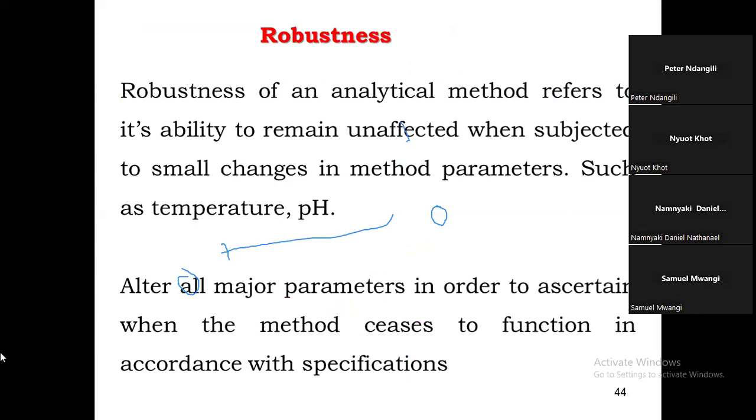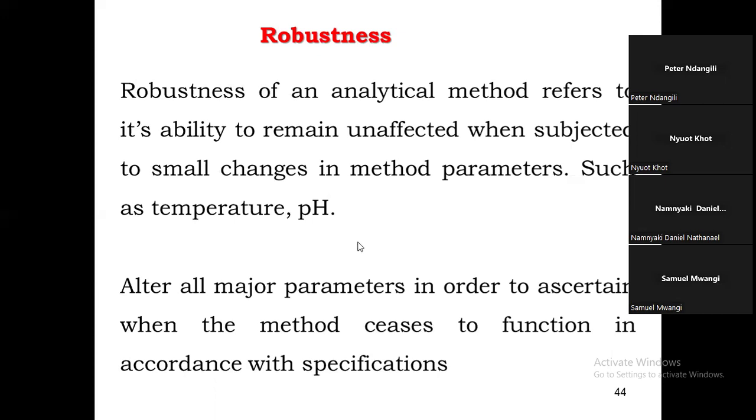Now, robustness. What we need to ask ourselves is about the method that we have developed: how stable is this method when we make changes to some parameters? That is the robustness. So the robustness of an analytical method refers to its ability to remain stable when subject to small changes in method parameters, such as, for example, temperature and pH.